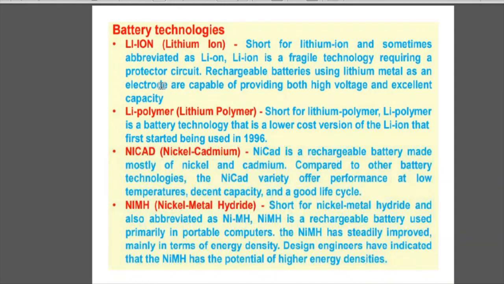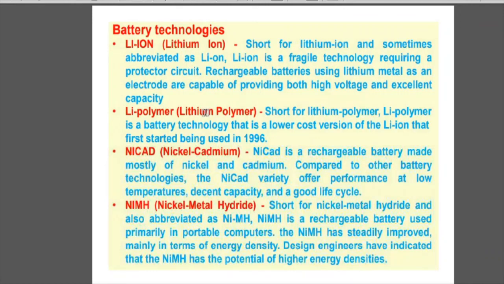It is short for lithium ion. It is a fragile technology. Fragile means very weak technology requiring a protector circuit. Rechargeable batteries using lithium metal as an electrode are capable of providing both high voltage and excellent capacity. So these batteries are mainly made up of lithium metal as an electrode. This is all chemistry. We need not go into detail of how batteries work. You just need to know what types of battery technologies are available, right?